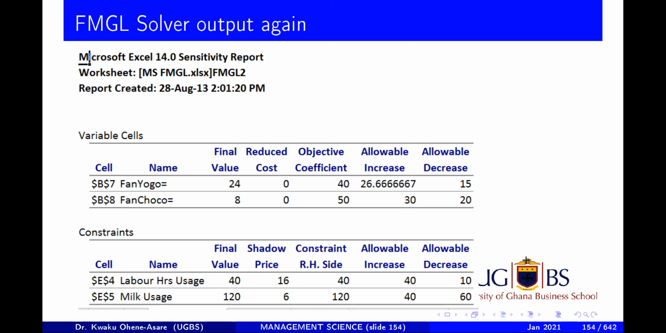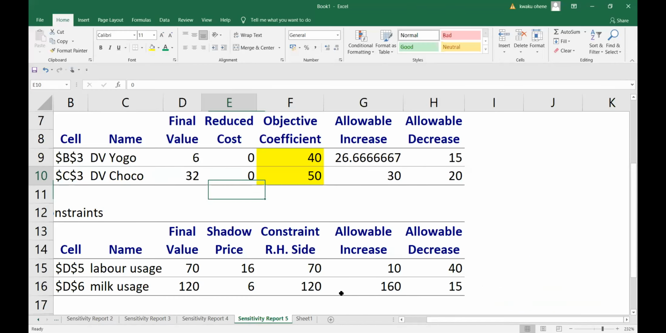Now, I want you to watch something, the one I just did. Watch it carefully. Now, the one I just did, where I increased labor hours to 70, it was not about this final value, because I told you that the final value will change. But look at the shadow price. The shadow price remained the same as long as the labor was within the sensitivity range.